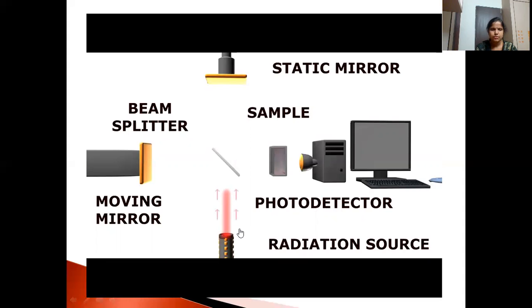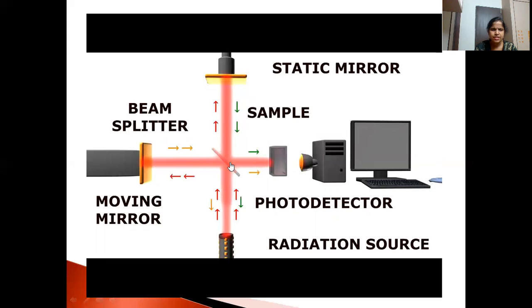Then the rays fall onto the beam splitter first, so the beam is split into two parts. One moves towards the moving mirror, the other towards the static mirror, and then each is reflected back, with this reverse arrow marking as you can see. When reflected, one beam goes back to the radiation source, the other passes through the sample, is transmitted out, detected, and then we get the interferogram.